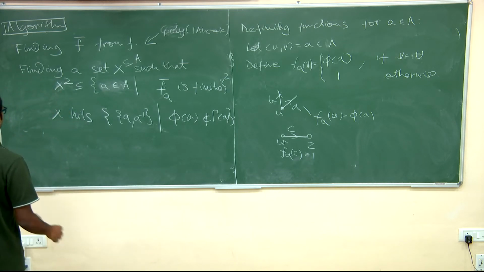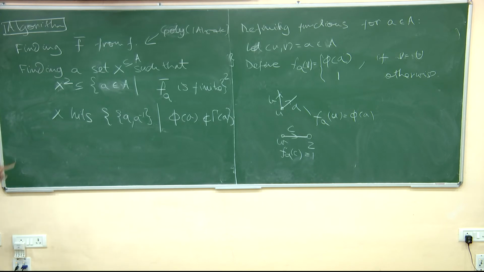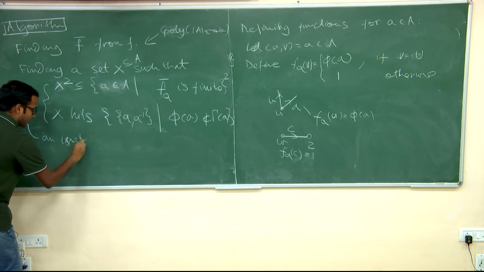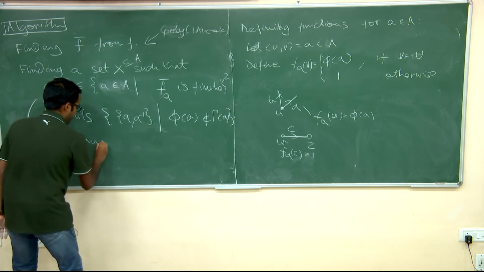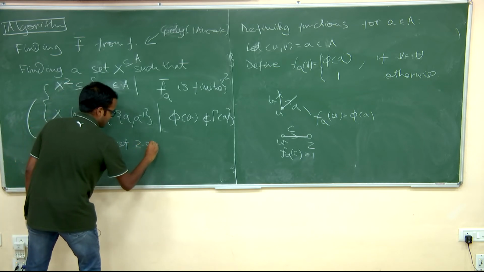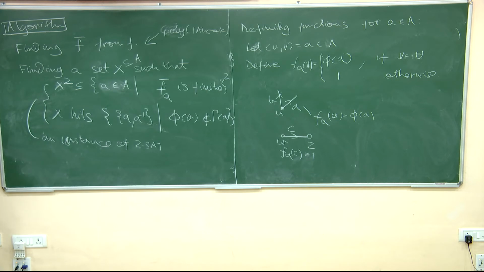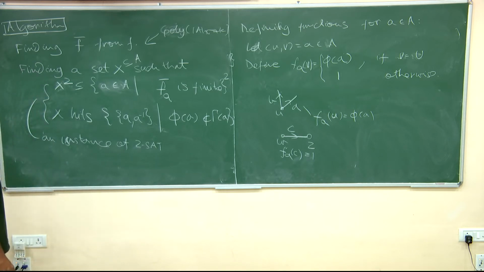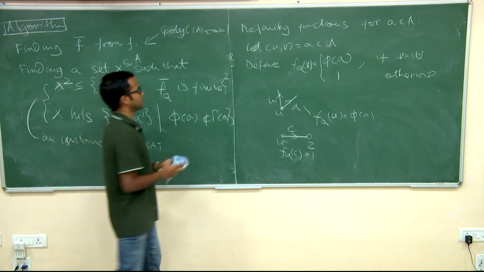So how is it easy? This is an instance of, A inverse is what? A is an arc. It's the opposite arc. It is an instance of 2 SAT, so it can be solved in polynomial time. So how is it an instance of 2 SAT? You mean it either has this or that. Yeah, either A or A inverse will be.